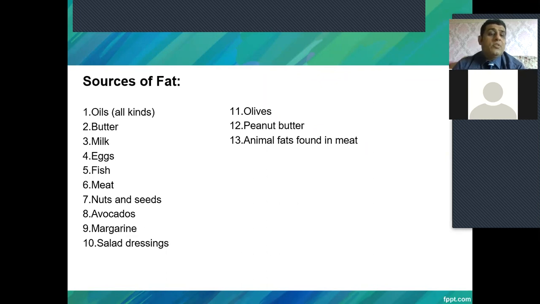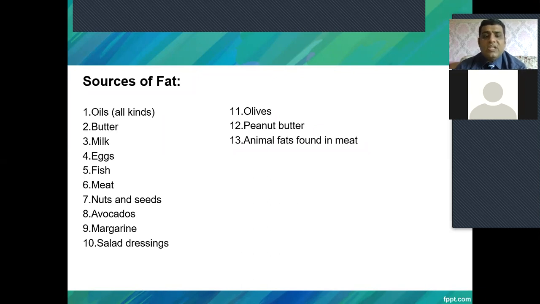Then fats are there in fish, and fats are there in meat. All kinds of meat have a certain amount of fat. Definitely, if we take meat from mutton, then the fat will be more. If the meat is from buffalo, then the fat component will be high. In chicken, the fat component will be very less. So accordingly, the fat component will be there.